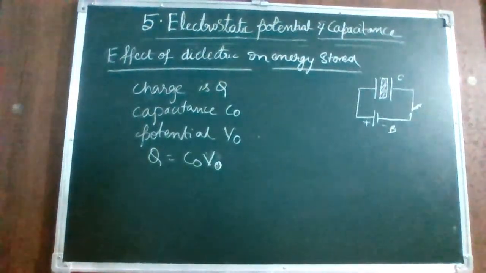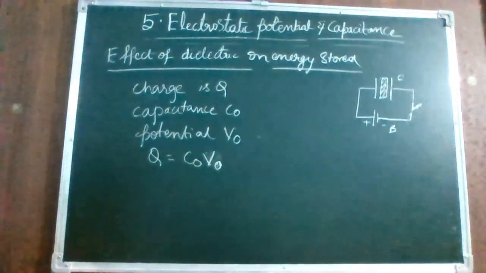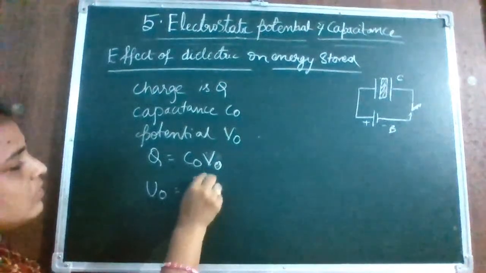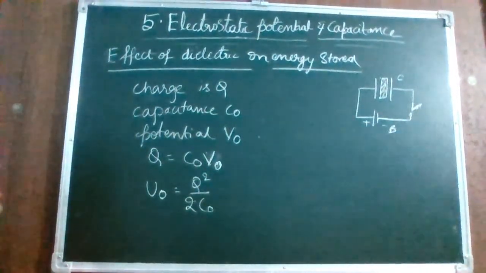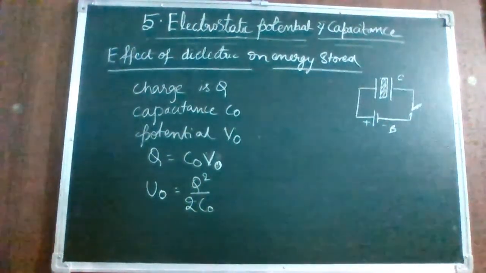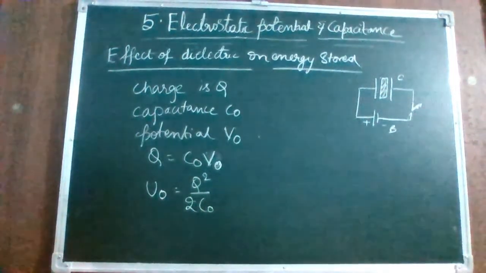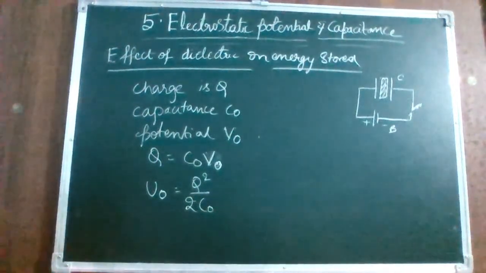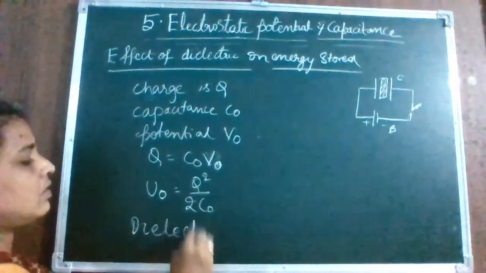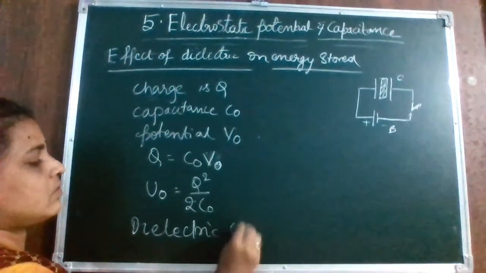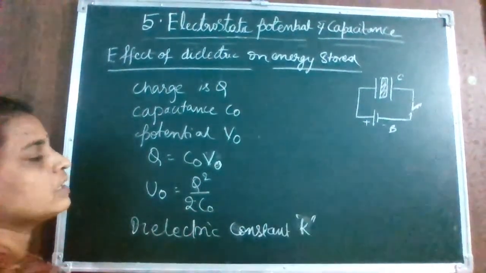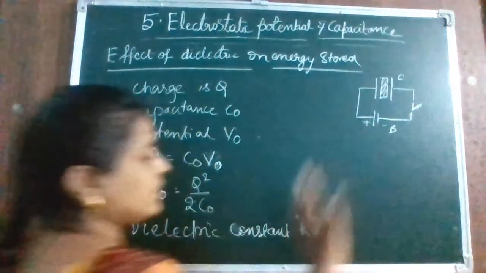And also we have further equations, and also for the energy we will have U naught is equal to Q naught squared by 2 C naught. These are the equations related to this. When the battery is disconnected after charging it, what happens if a dielectric slab of dielectric constant K is introduced?